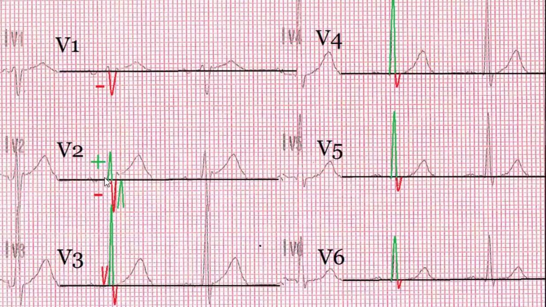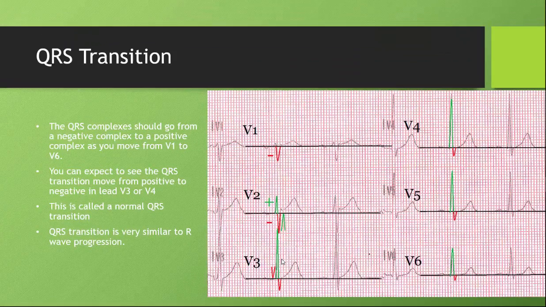So if you look at V2, this is our positive deflection, and this is our negative deflection. And I actually took this positive deflection and measured it against the negative deflection. You can see the negative deflection is actually larger than the positive, so this is still a net negative QRS complex. But here, clearly in V3, it becomes a positive QRS complex. And you can see here's the negative deflection measured against the positive. So in this QRS transition, we would say it changes to positive in V3, which is normal. So this is simply called a normal QRS transition. Another terminology very similar to the QRS transition is R-wave progression.